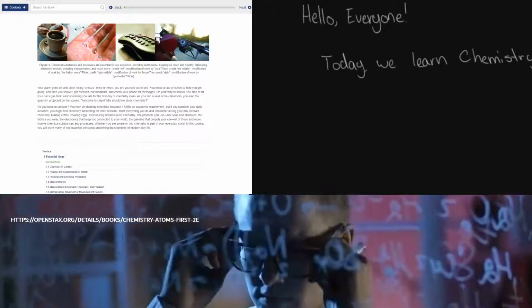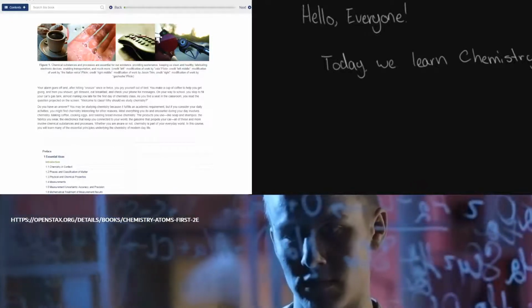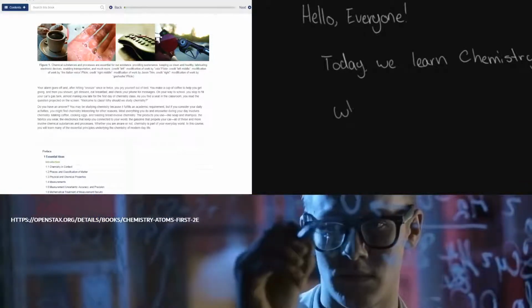So what is chemistry? Figure 1 tells us that chemical substances and processes are essential for our existence. I should probably write this down.